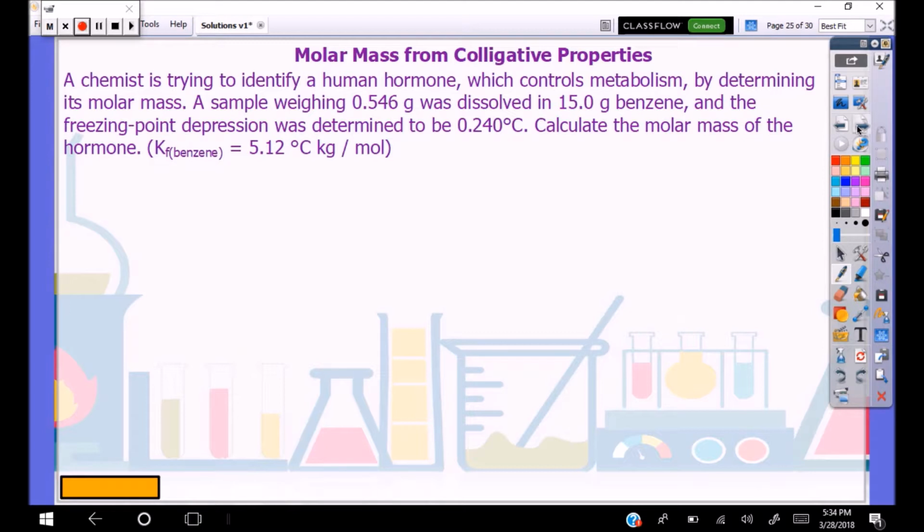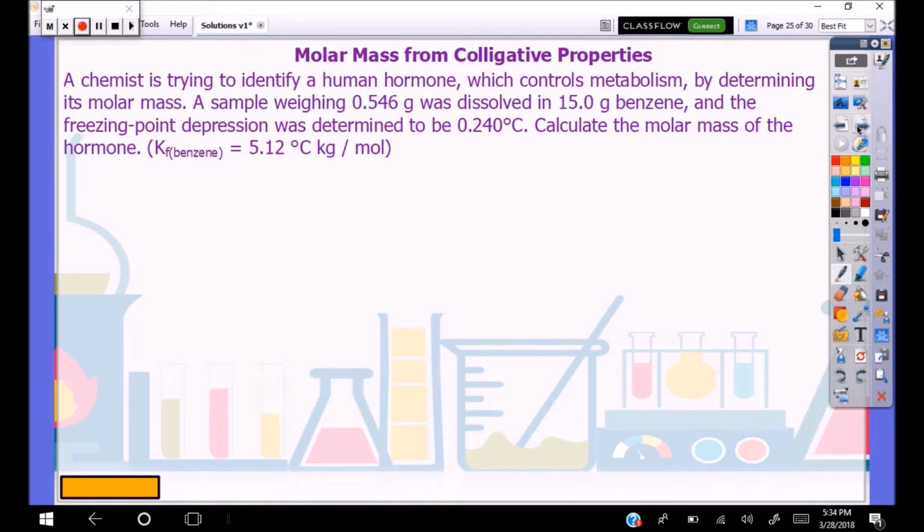All right, so let's look at this one. A chemist is trying to identify a human hormone which controls metabolism by determining its molar mass. They weigh a sample of 0.546 grams of their hormone. They dissolve it in 15 grams of benzene, and the freezing point depression was determined to be 0.240 degrees Celsius. So what they did is they froze their solution. They saw that the freezing point was a little bit lower than the normal for that of benzene, and now they want to figure out the molar mass of their hormone.